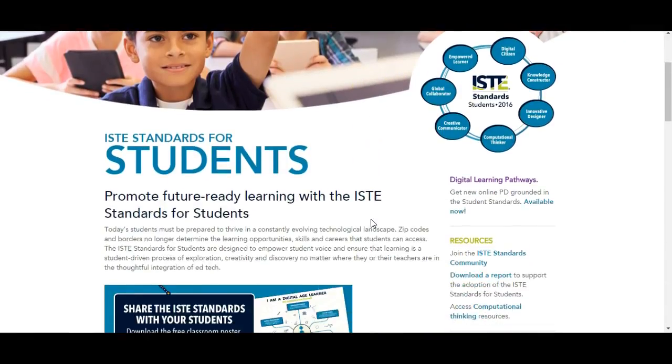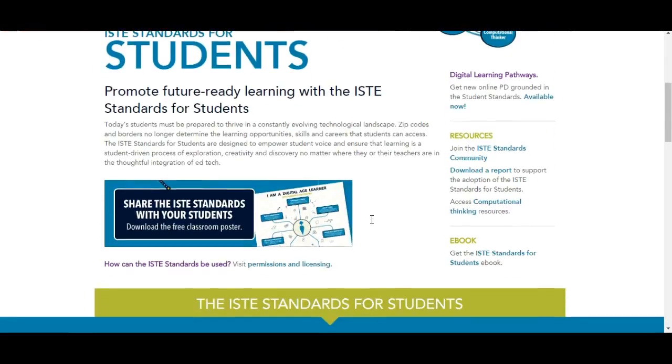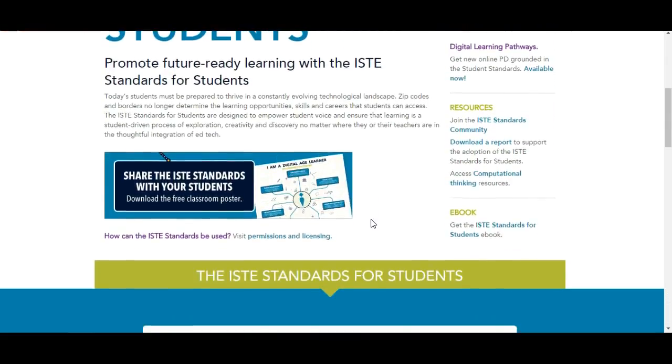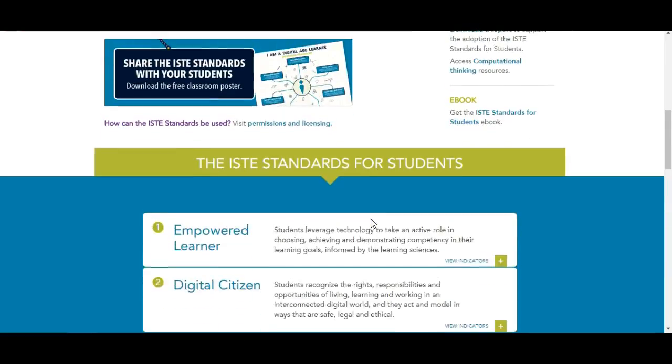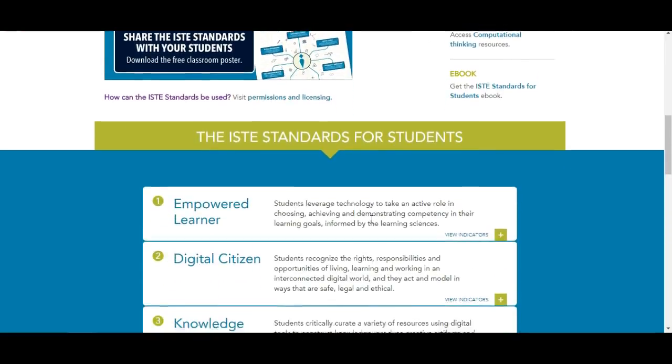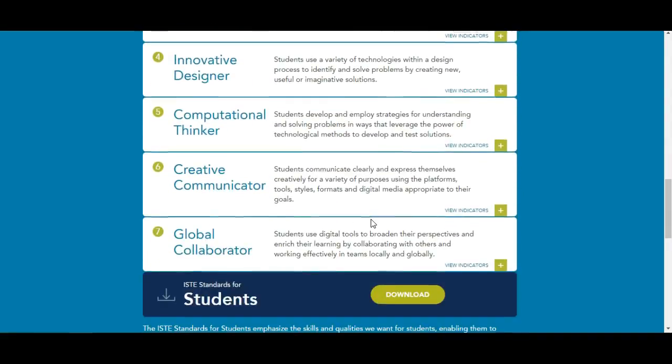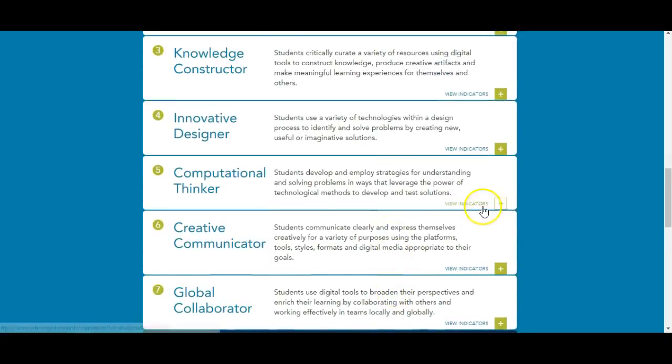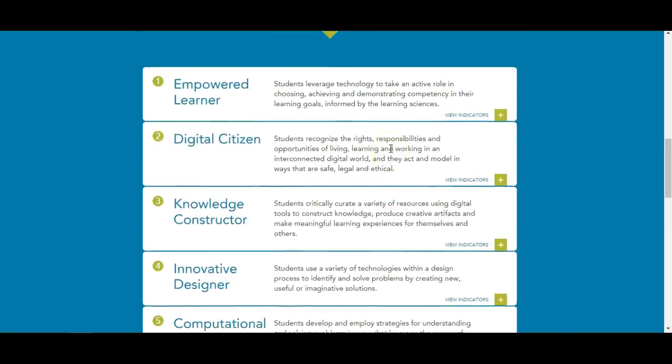And so it just basically says that students must be prepared to thrive in a constantly evolving technological landscape, and that is so true. And so these standards down here, they get into more detail if you get into the specifics of them, but I want to give you a quick overview of them. There are 7 of them, and you can see how you can download them at the bottom and view the specific indicators at the right.